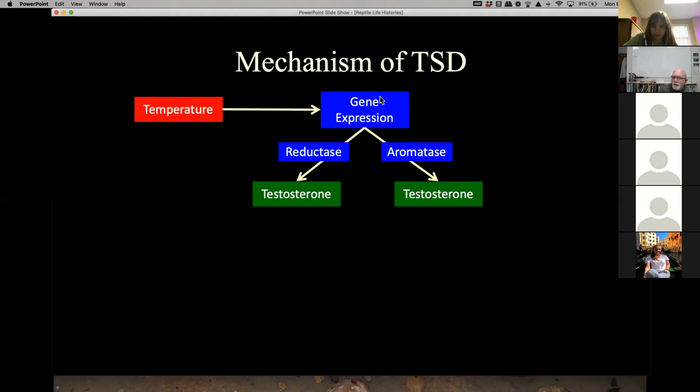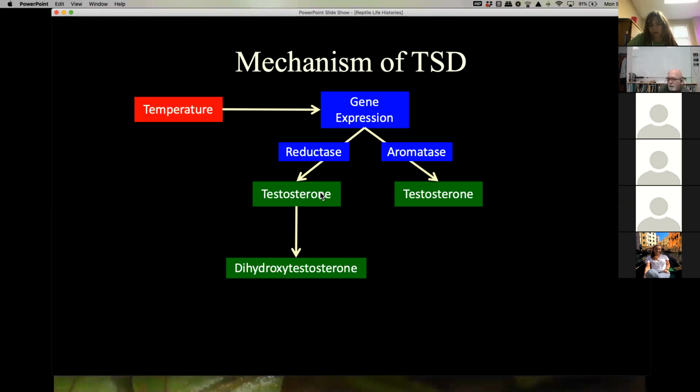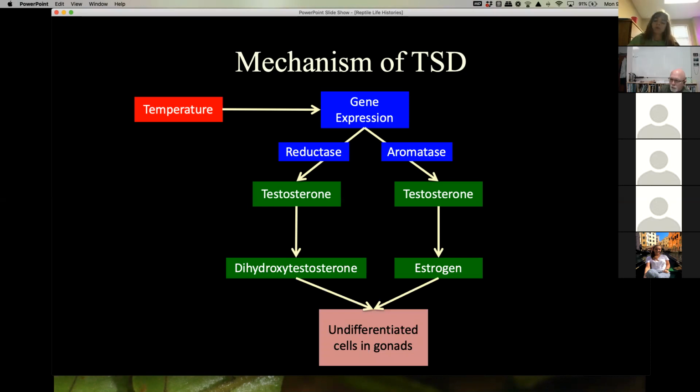That's fine. So temperature affects the gene expression, and in specific, it affects the expression of the genes that produce reductase and aromatase, which are two enzymes. These enzymes both act on testosterone, but reductase basically converts testosterone into dihydroxytestosterone, which is the activated form of testosterone, and aromatase acts on testosterone to produce estrogen or estradiol. And then these two things act on the undifferentiated cells in the gonads to basically affect gonadal development, to turn those gonads into ovaries or testes, depending upon which hormone is being supplied.